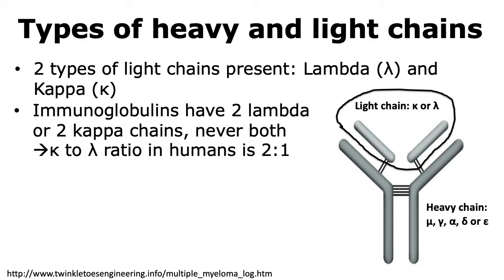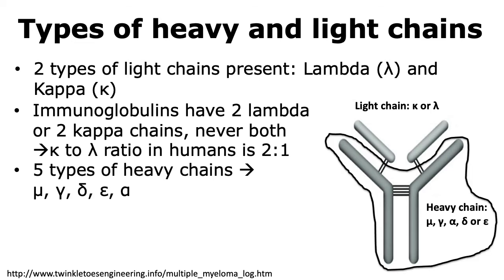However, there is a kappa to lambda ratio, which is that most of the antibodies will have the kappa light chains, whereas some of them will have the lambda. And so about 2/3 of our antibodies have the kappa light chains, while 1/3 have the lambda light chain. The way we have two different types of light chains, we actually have 5 different types of heavy chains, and they are denoted by the Greek alphabets mu, gamma, delta, epsilon, and alpha.